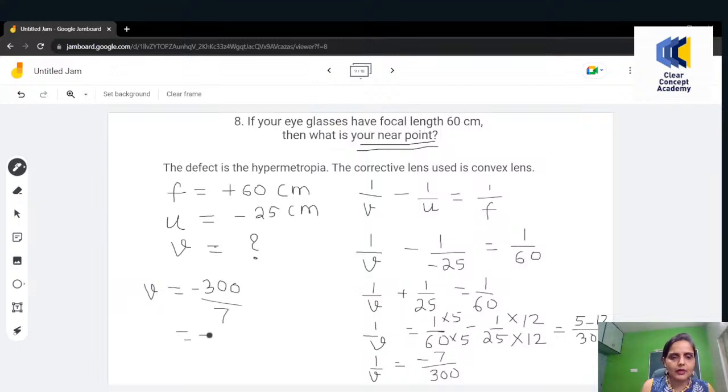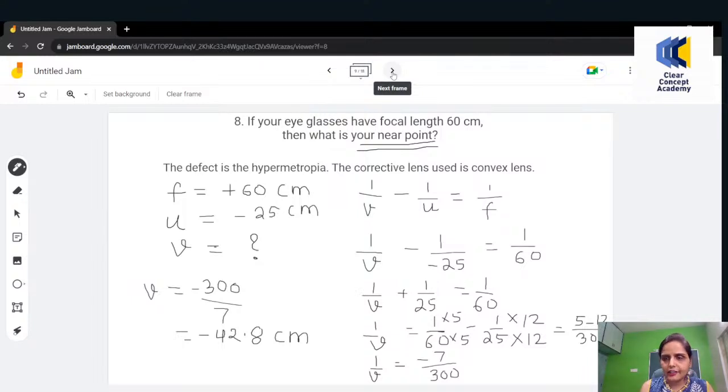So it is minus 42.6. It is 42.6, no, isn't it? 42.8 centimeter. So the near point of that person is at 42.8 centimeter in front of the eye. Since again the image distance or near point is to the left of the lens, we have obtained the distance to be negative. Now we must move on to the next question.